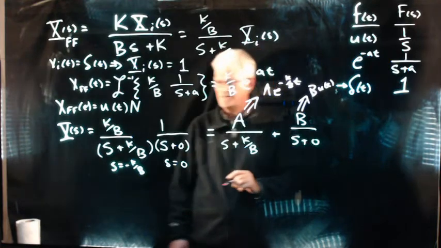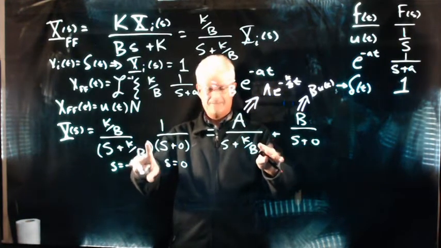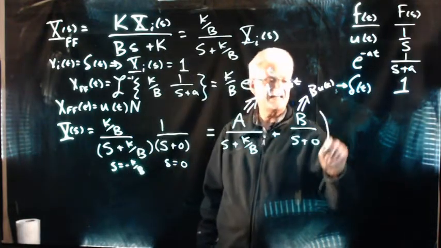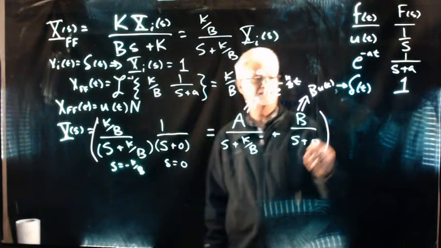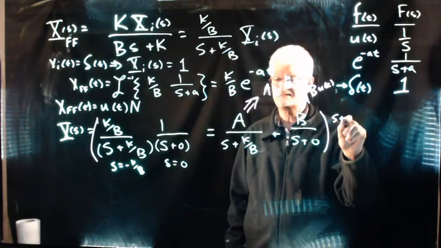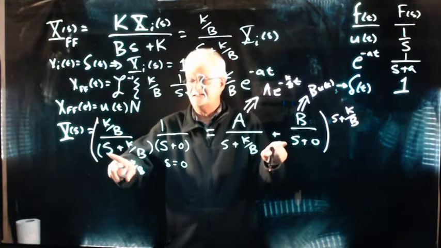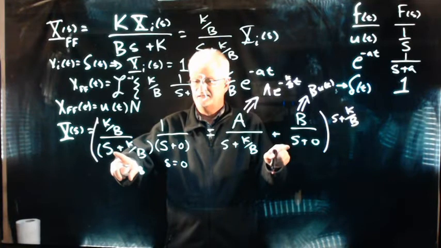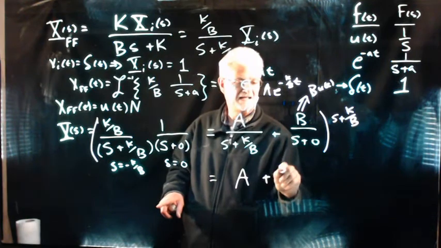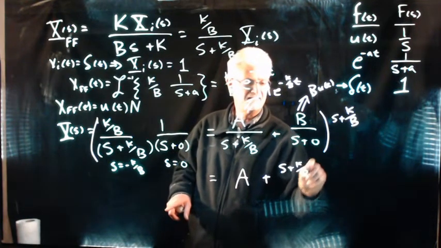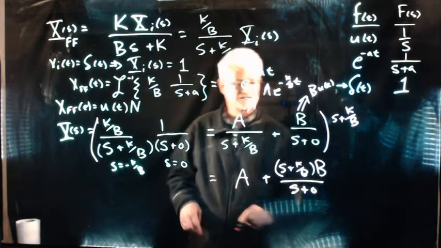So what I'm going to do here is take this part of the equation, and I would like to multiply this whole thing by s plus k over b. If I multiply the whole thing by s plus k over b, then what I get on this side is a plus s plus k over b times b divided by s plus 0.